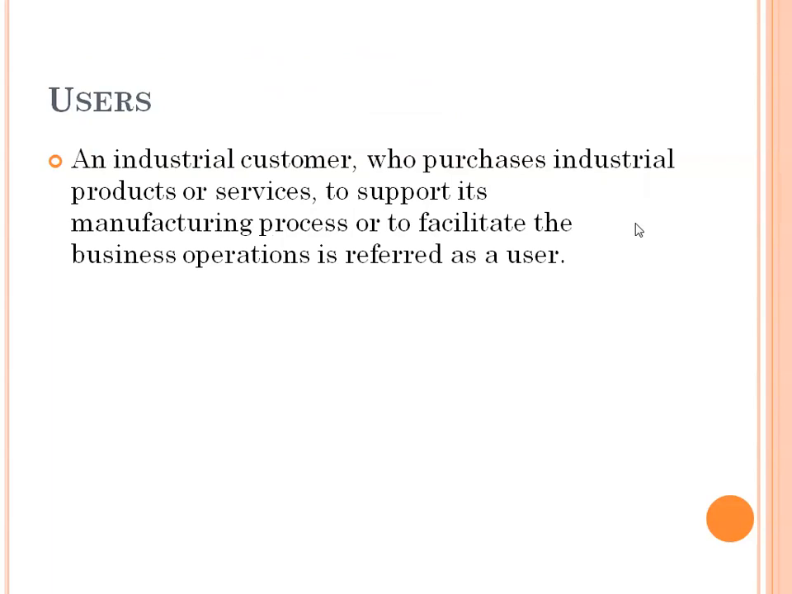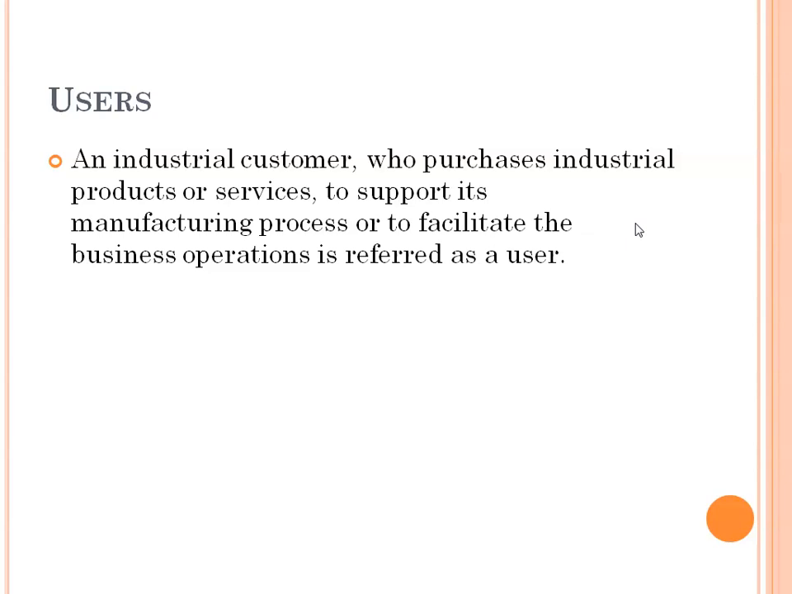An industrial consumer or industrial customer who purchases industrial products or services to support the manufacturing process or to facilitate the business operation is referred to as a user. You can take examples such as drilling machines and press vending machines, which are products that support the manufacturing process. Again, products such as computers, fax machines, telephones, and others facilitate the operations of business.